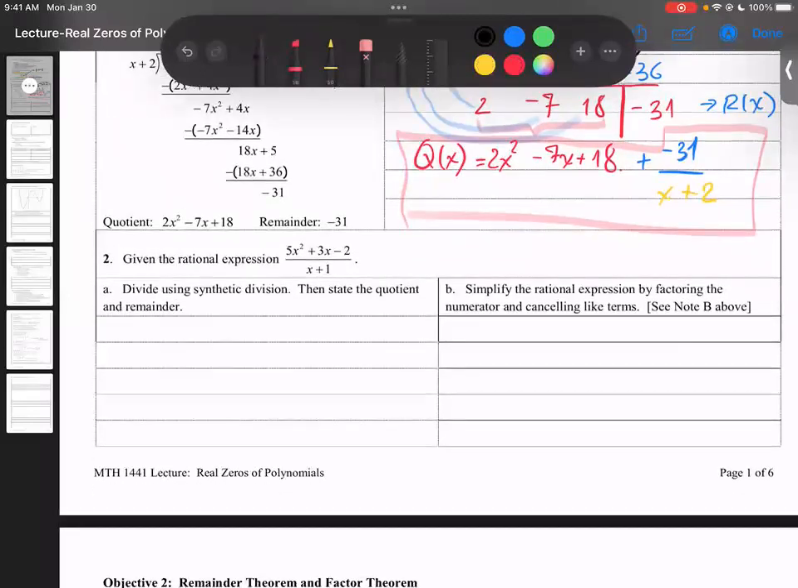So I'm going to write down my coefficients, 5, 3, negative 2. There's nothing missing, so I'm okay. And the box is going to be the opposite of what you see. So negative 1. Bring down the 5, always bring down the first coefficient first. And then you take the 5, multiply by the box. So negative 5, add down, negative 2, multiply back, positive 2, 0.